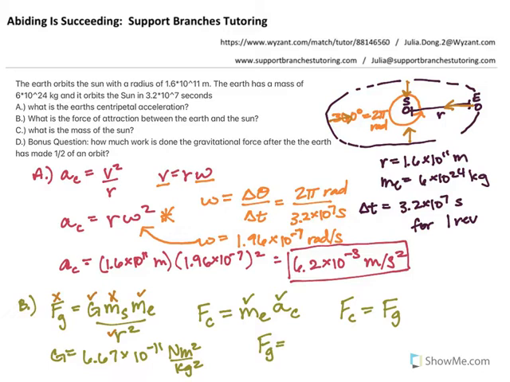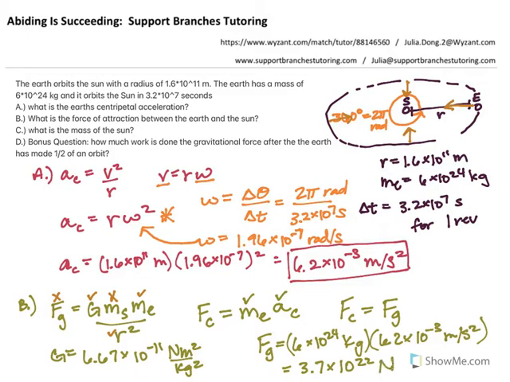So the force of attraction here is going to be the mass of the Earth, 6 times 10 to the 24th kilograms, times our centripetal acceleration, 6.2 times 10 to the negative 3 meters per second squared. All right, so let's take our 6.2 times 10 to the negative 3, and multiply it by 6 times 10 to the 24, and we get 3.7 times 10 to the 22 kilograms meters per second squared, which is the same as a Newton. And that is our answer for part B.